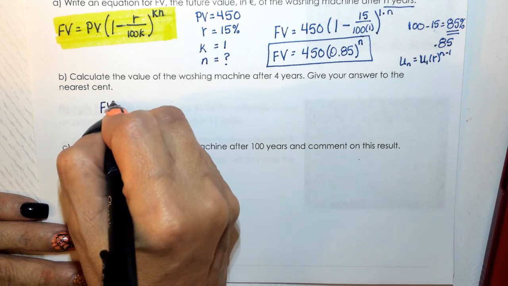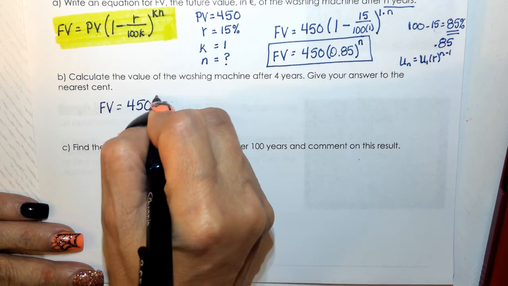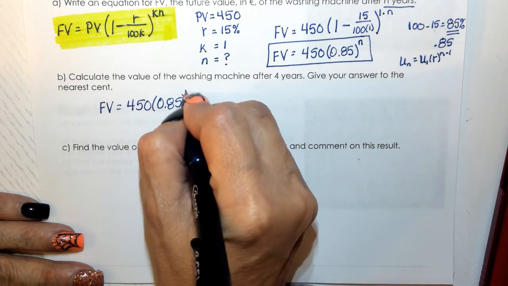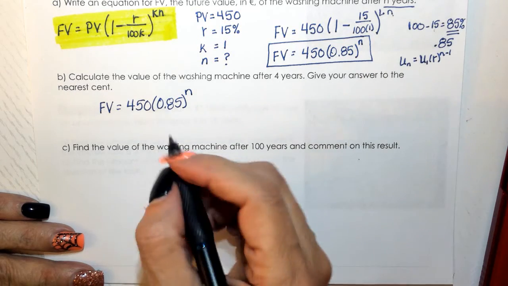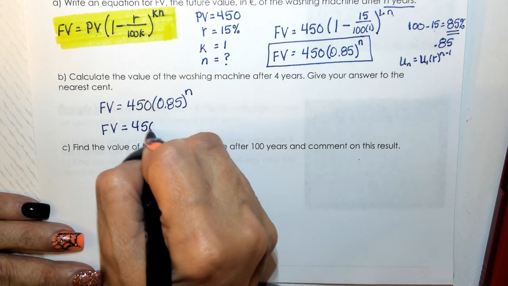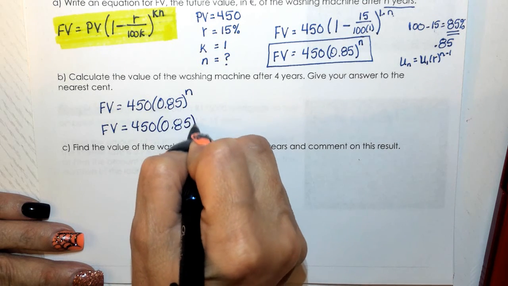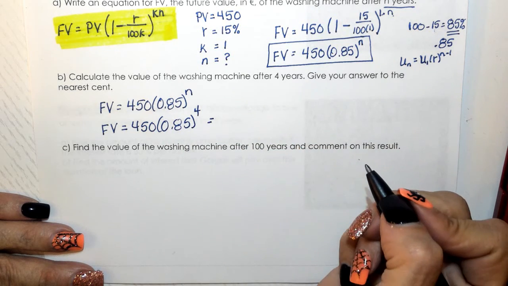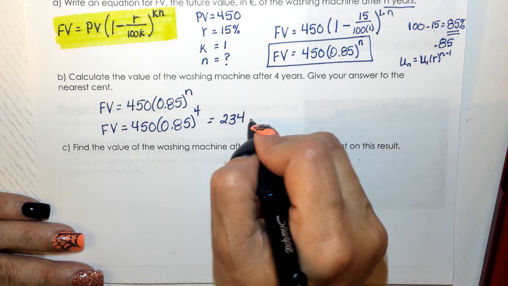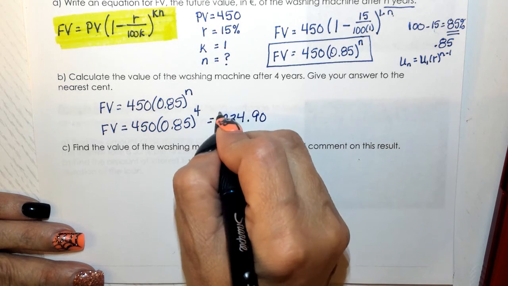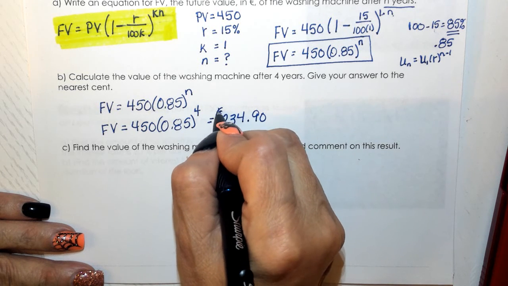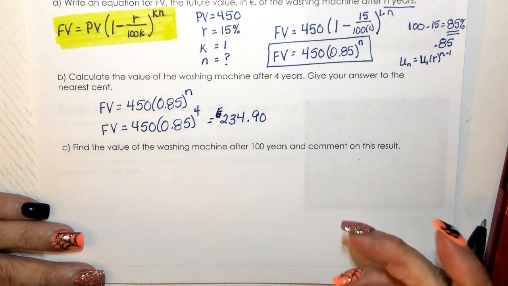So now let's calculate the value of the washing machine after 4 years. So the future value equals 450 times 0.85. After 4 years, we said it was to the n power. Remember, it was 1 times n, so it's just to the n power. So the future value equals 450 times 0.85 to the 4th power. If you put that in your calculator, I got this beautiful washing machine is now only worth $234.90. It was euros. Whoops, I'm going to put my little euro sign. Not a very pretty euro sign, but there it is.